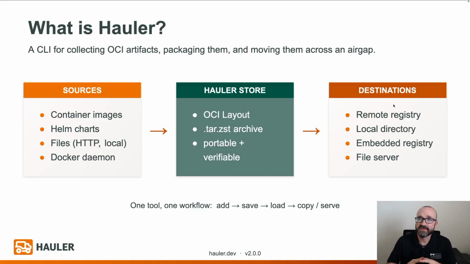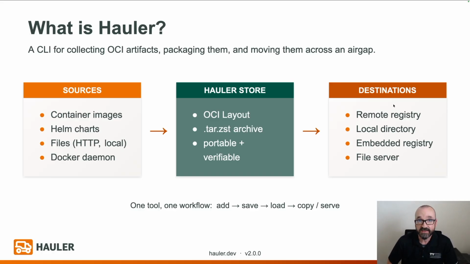Holler is effectively a CLI tool that we use to collect OCI artifacts, whether it be container images, Helm charts, files, ISOs, text files, whatever, and store them into a localized OCI layout. That's really all a Holler store is, a glorified OCI layout. What does that mean? From there, I'm able to save that layout as an archive that someone can pick up and move into their air gap, however it is that they do so.